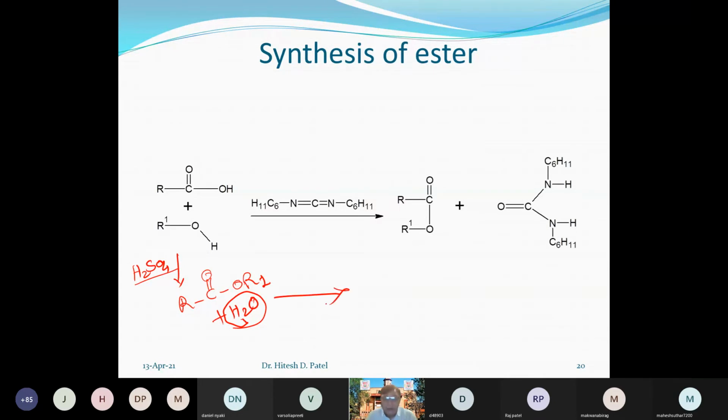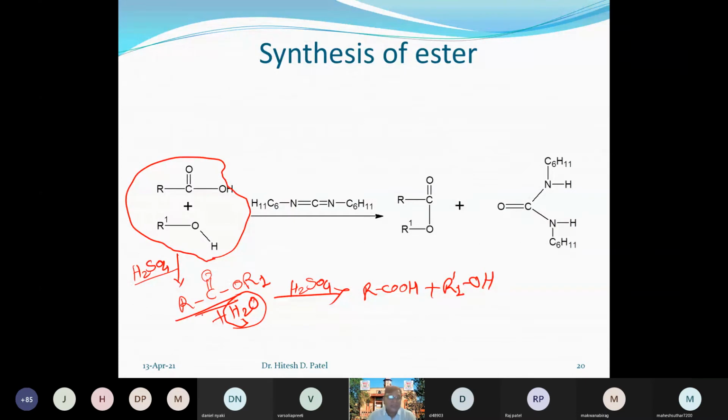For the hydrolysis of ester, what do we require? Ester, water and sulfuric acid. So from this reaction what will we get? Again RCOOH plus R1OH. When we start the reaction, initially you will get a new product, that is called ester. But after completion of 50% of the reaction, when water is in a sufficient amount, the reversible reaction will start and you will get acid plus alcohol again.